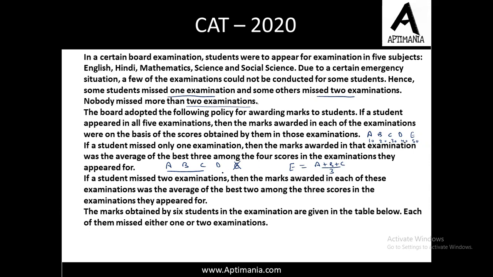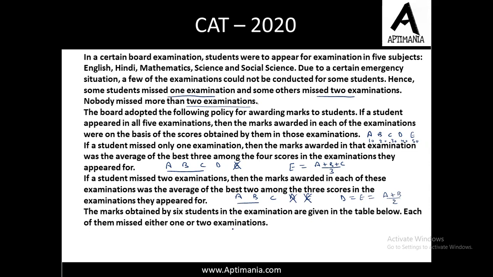Now, in case a student missed 2 examinations, then the marks awarded in each of these examinations was the average of the best 2 among the 3 scores in the examinations they appeared for. Now, for example, A, B, C, D, E are the exams. Let us suppose that I missed examinations D and E. Fine. And out of these 3, I got best scores in A and B. So the marks in D and E would be equal, and that would be equal to the average of the best 2 scores. Fine.